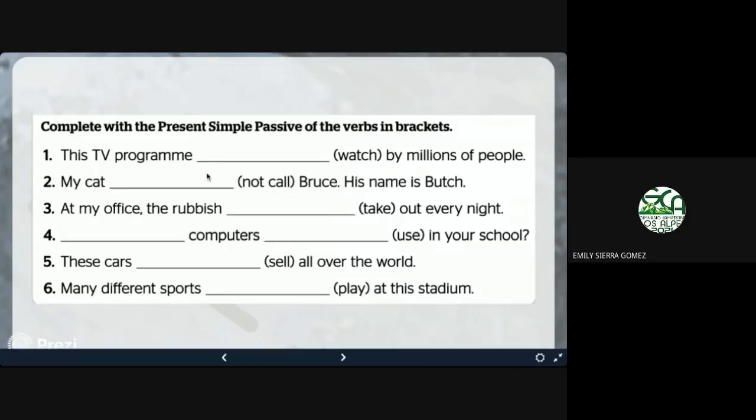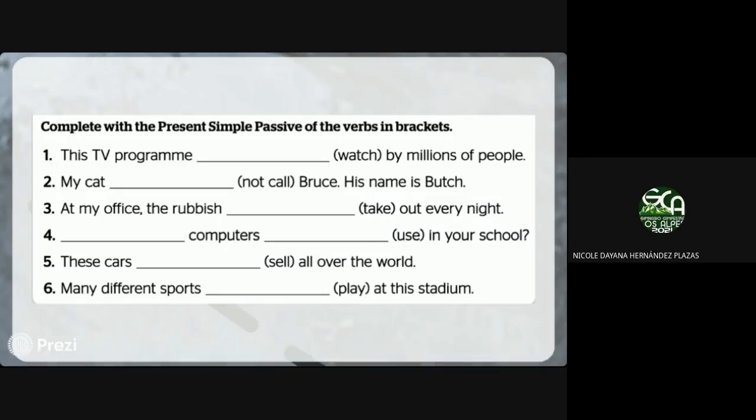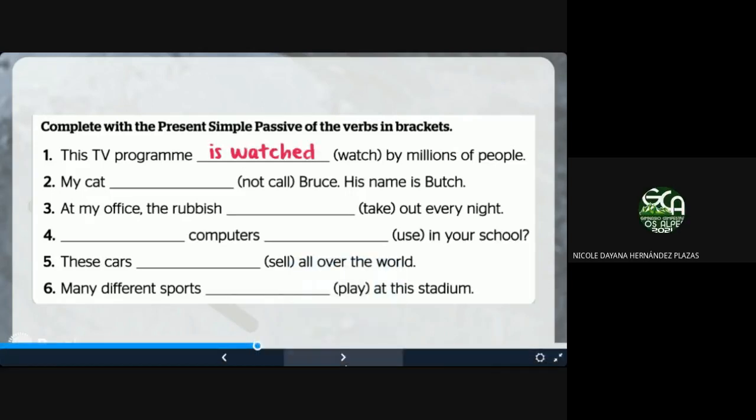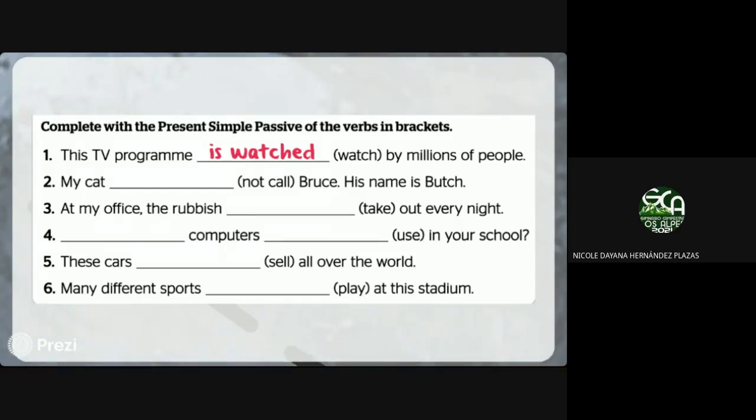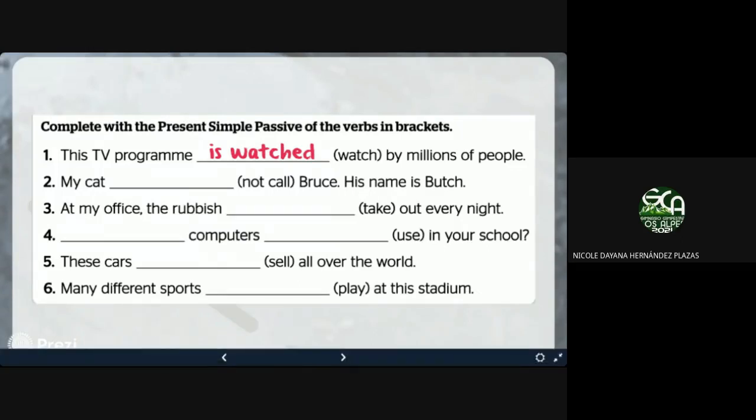This TV program are... Okay, first of all, TV program, singular or plural? Is watched. Very good. So this TV program is watched by millions of people. Be careful, babies, with the object. Tengan cuidado con el objeto que tienen, porque dependiendo si es singular, plural, hombre, mujer, cosa, varios, poquitos, ustedes van a utilizar el verbo to be en presente. ¿Listo? So this TV program is watched by millions of people.